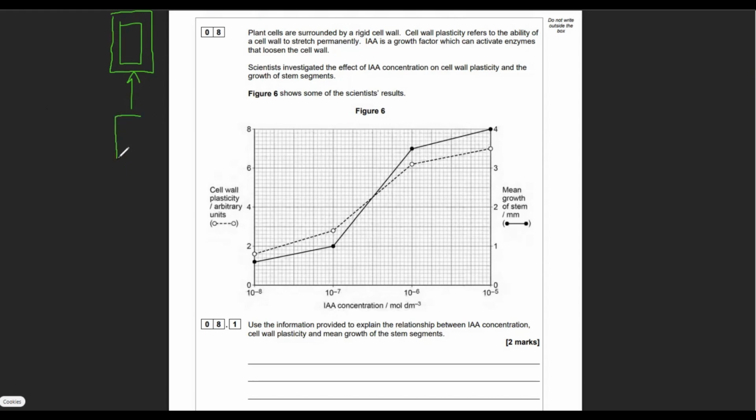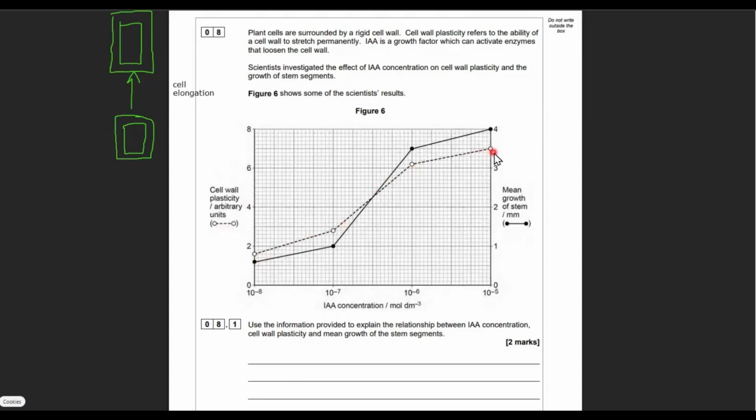Scientists investigate the effect of IAA concentration on cell wall plasticity and the growth of stem segments. Here's my cell getting its wall a bit loose and doing a bit of cell elongation. Okay, figure 6 shows some of the scientists' results. There's figure 6. You can see we've got cell wall plasticity in arbitrary units on the left hand side with the dashed line, and we've got the mean growth of stem cells in millimeters with the solid black line.